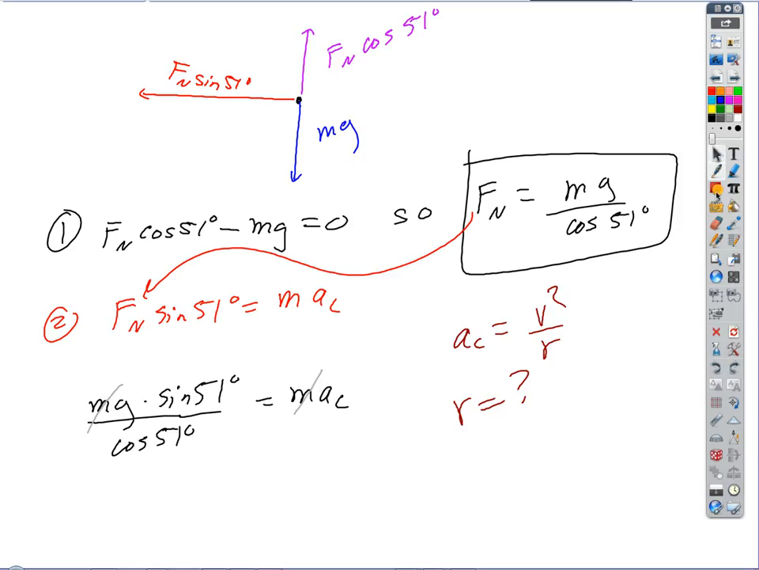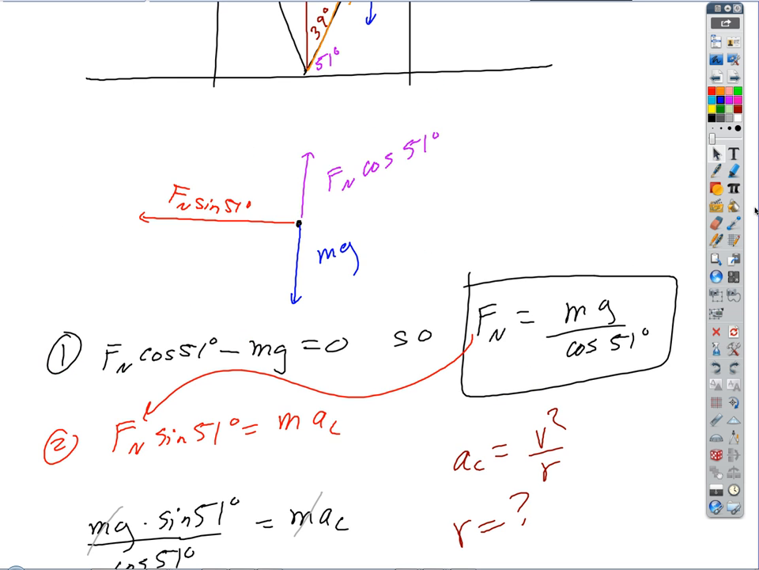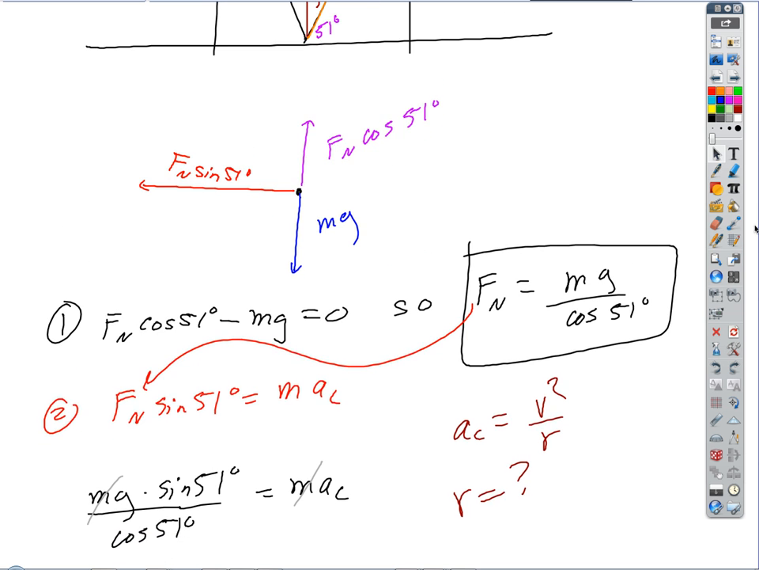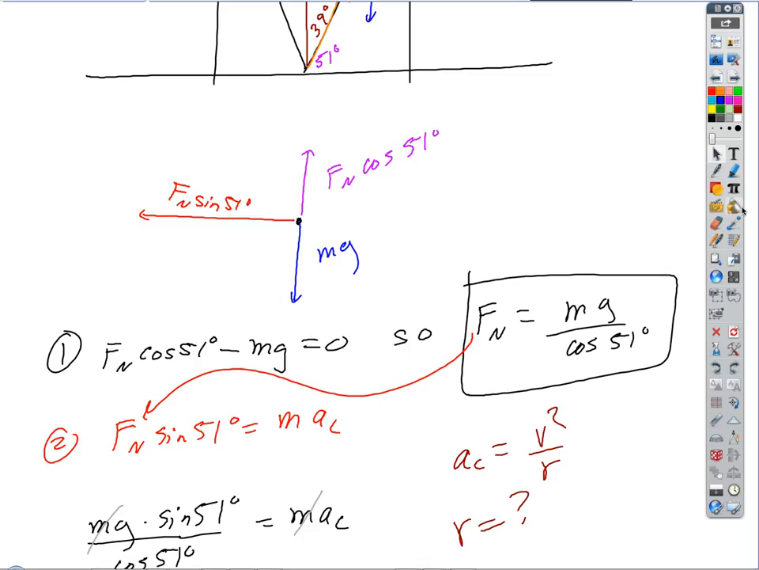I think where I would have gotten stuck is on your second equation, where you had normal force sine 51 equals m a_c. I would never have guessed that m a_c would equal normal force sine 51. I would never have figured that out on my own. Okay. What I want you to see on this, and I know there's a lot going on in that problem.